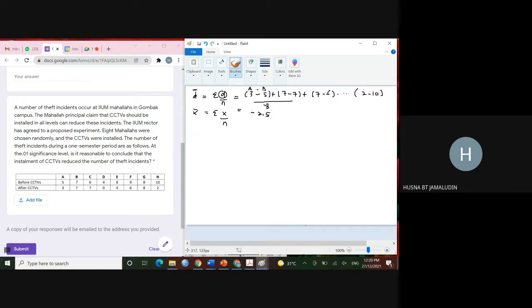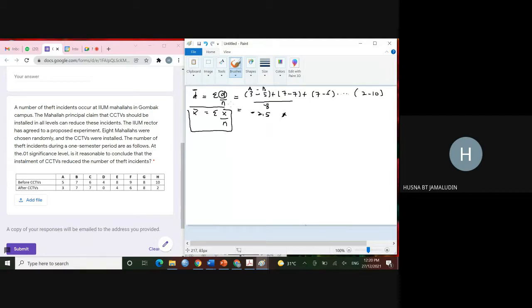That's why you're going to have negative for after minus before. But if you take before minus after, the value will be positive. That doesn't matter. Even though the value will be different, your conclusion will be the same. So this is d bar, negative 2.5. Please ignore this x bar. This is just the example.